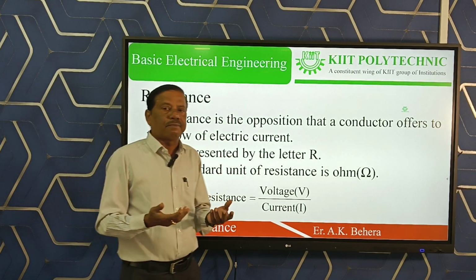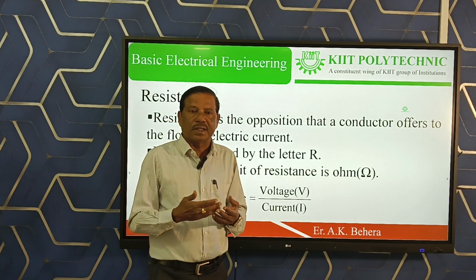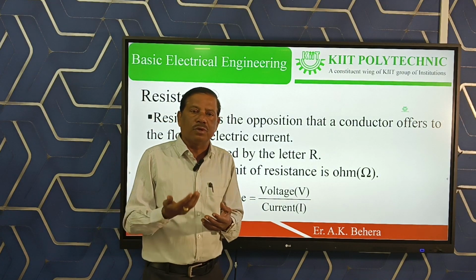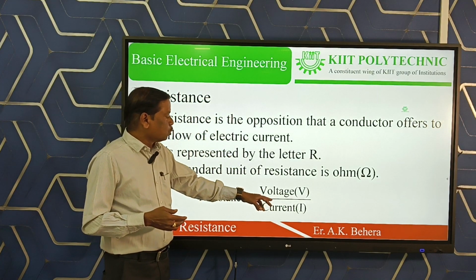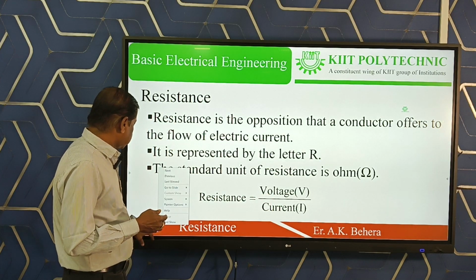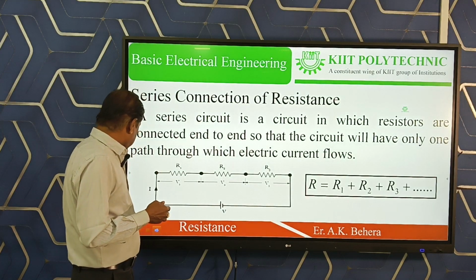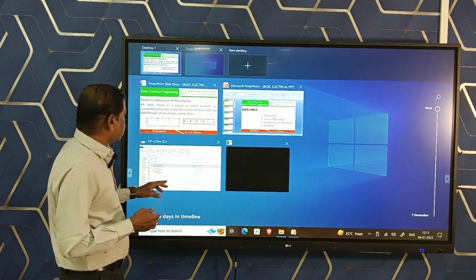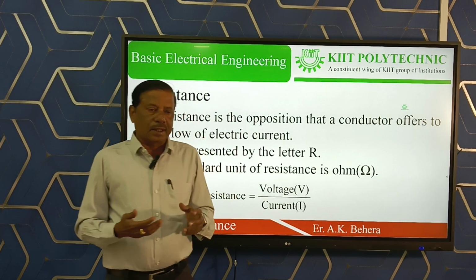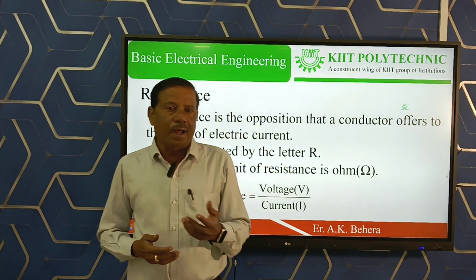As you know, as per Ohm's law, voltage is directly proportional to the current, and voltage is equal to the product of current into resistance. So the resistance is the ratio of voltage by current. Symbolically, we say that the resistance is the ratio of voltage to the current.